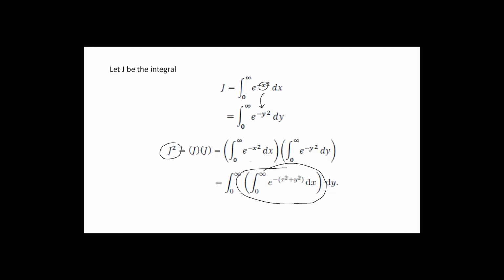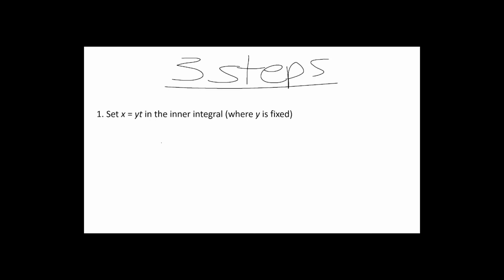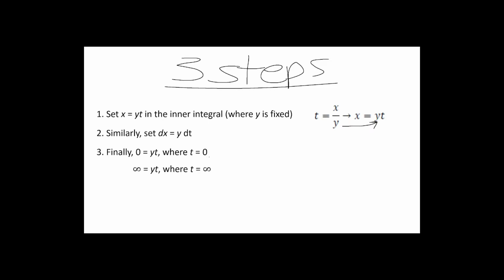Now in the previous proof we used multivariable calculus using polar coordinates in order to simplify the integral. This method differs a bit in that we need to establish 3 steps of substitution before continuing. First, let's set x equals yt in the inner integral, where y is fixed. We get this by equating t equals x over y, which becomes x equals yt when bringing over the y. In the same fashion, let's set dx equals y dt. And finally, 0 equals yt where t equals 0, and infinity equals yt where t equals infinity.